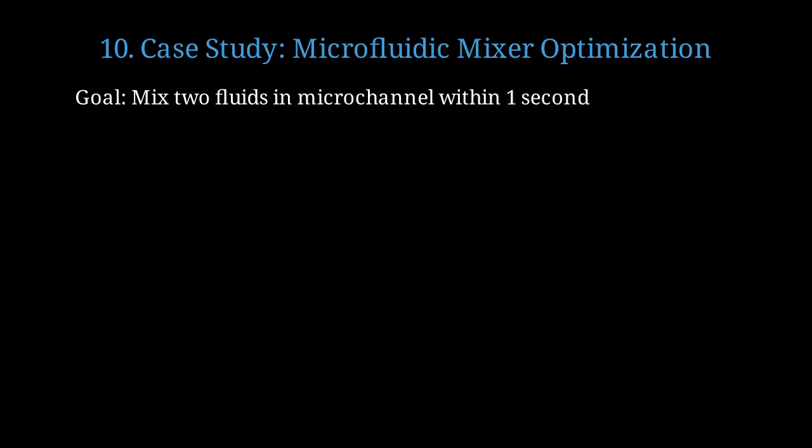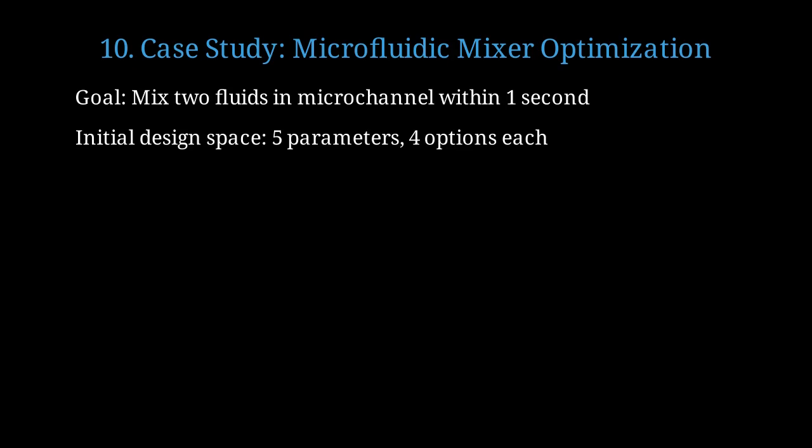Another compelling case study comes from microfluidics, designing an efficient microscale fluid mixer. The design goal was to thoroughly mix 2 fluids flowing through a microchannel in less than 1 second of residence time. The initial design space included 5 parameters with 4 options each, creating over 1,000 possible mixer configurations. With 4 options for each of 5 parameters, we had 24 distinct mixer designs to consider. Testing all would be impractical.